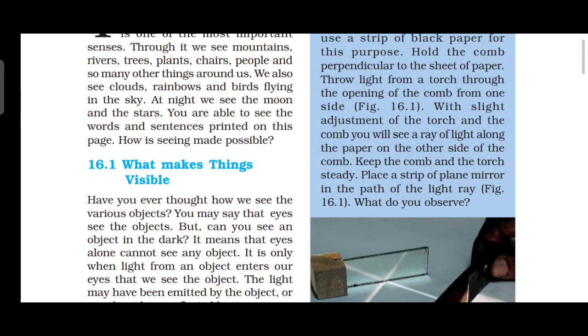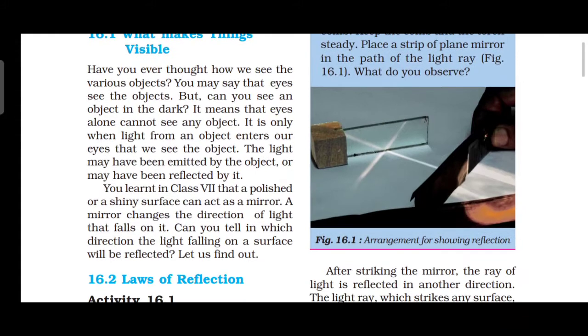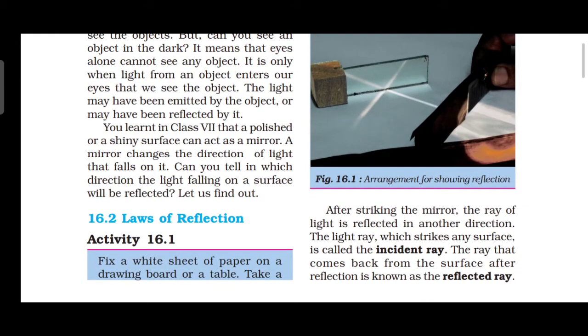When light falls on a shining surface, most of it bounces back to the eyes, right? It is called what? Reflection of light. So it helps us to see the object easily. When light falls on a shining surface, what happens? The light is reflected, it bounces back. The bouncing back of light is called what? Reflection of light. Then the other topic is laws of reflection.